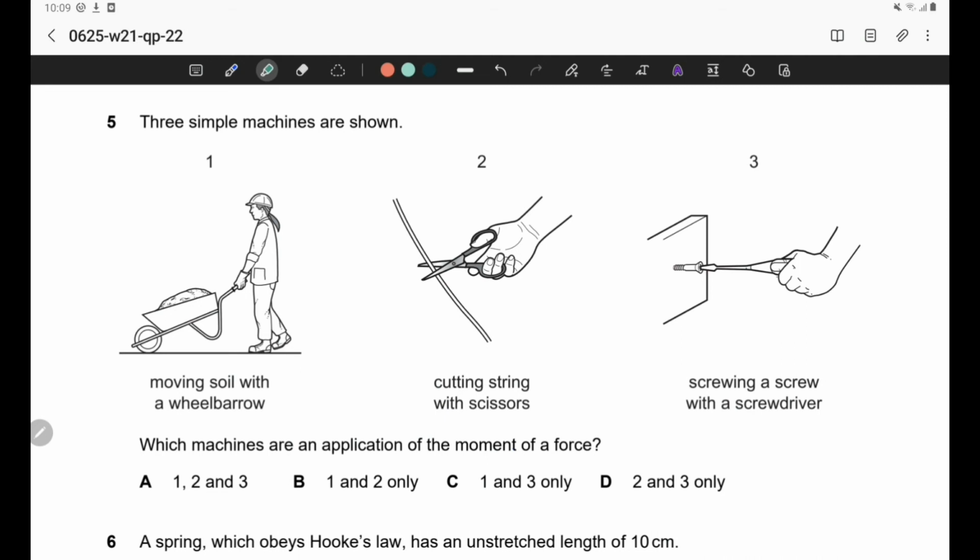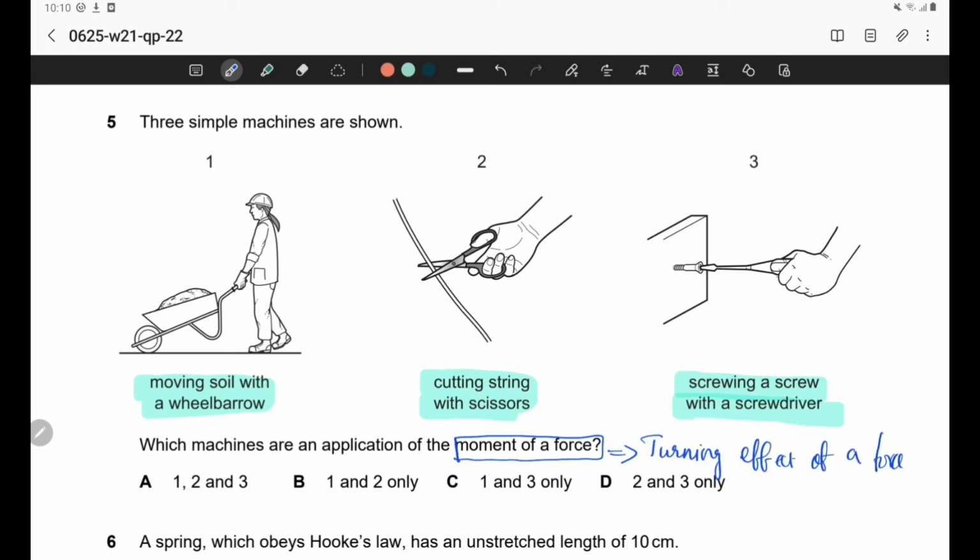Question 5. Three simple machines are shown: moving soil with a wheelbarrow, cutting string with scissors, and screwing a screw with a screwdriver. Which machines are an application of the moment of a force? So moment is nothing but the turning effect of a force. That means whenever there is a force applied, something should have been turning. In the first example we can see when he is applying a force, the tire of the wheelbarrow is turning. So there is a turning effect when he is applying a force. Therefore the first machine is an application of moment of force.